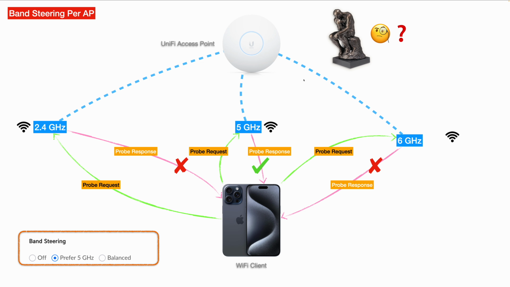Remember, in the UniFi network controller, the band steering setting appears in 2 different places. This slide is about the setting on the access point level. If you enable band steering, what's the different behavior between the AP and the Wi-Fi client? The Wi-Fi client will still detect the beacon signals on the 3 different bands, and it will still send out probe requests during the scan process.